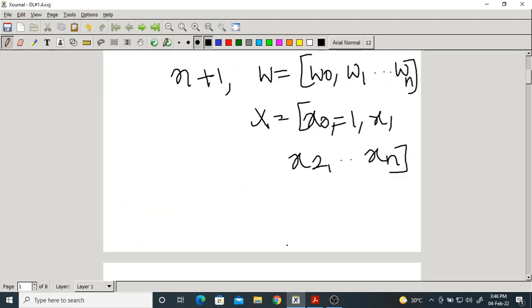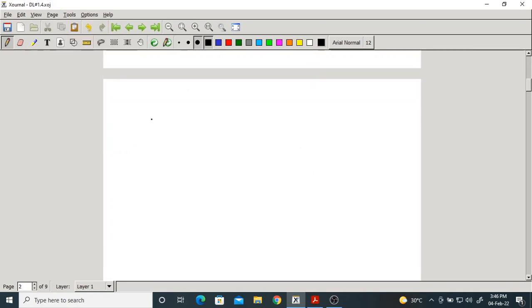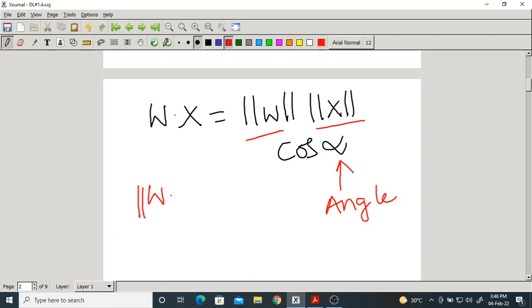Now this can be further written as, you might be knowing this anyway, w dot x. This can be written as mod w into mod x into cos of alpha. You know this, right? What is alpha? It is the angle between the two vectors. What does mod w, or norm w, mean? It is the square root of w0 square plus w1 square, and so on. That is a mod operation, right?